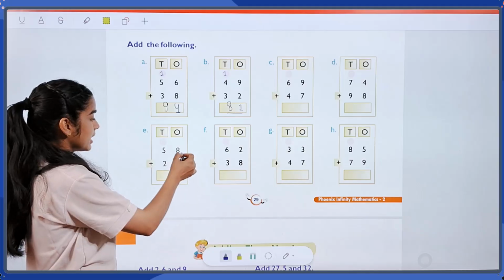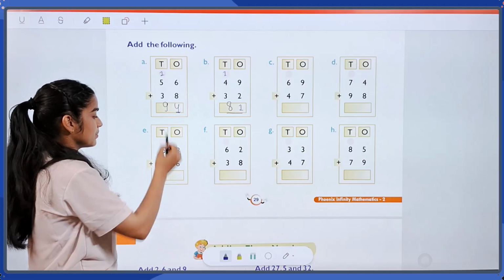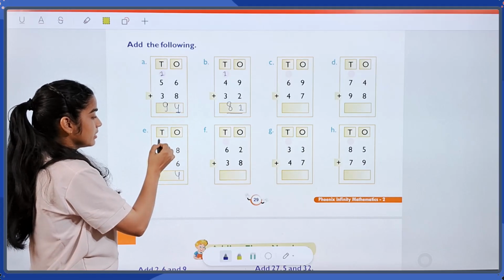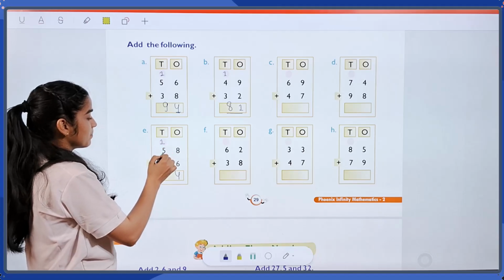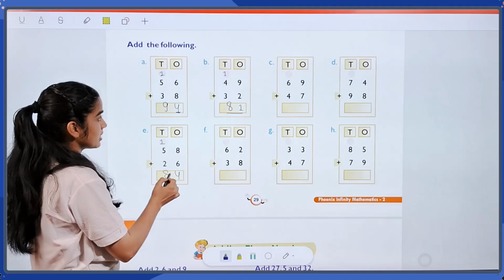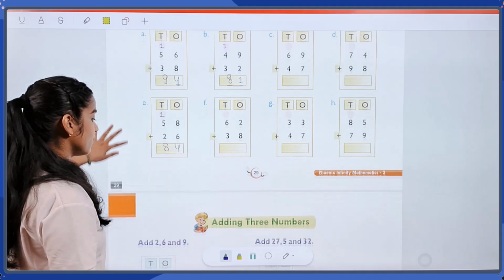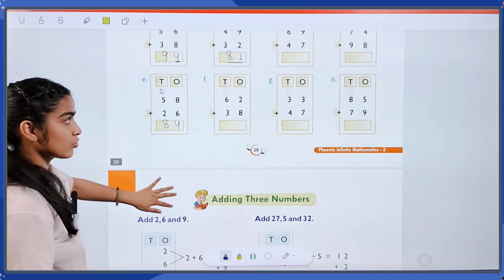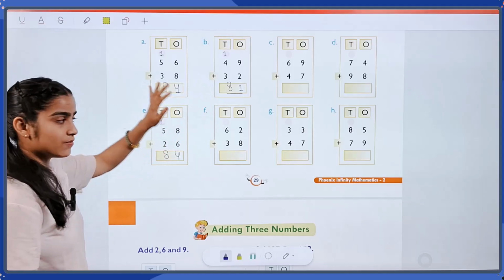81. Next we have 8 plus 6. We do the same here. So we write 14. Then 1 should be here. 5 plus 2 is 7. 7 plus 1 is 8. So your answer will be 84. Now you have to solve the rest of the questions in the same way as I do.